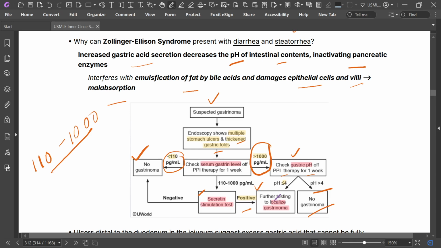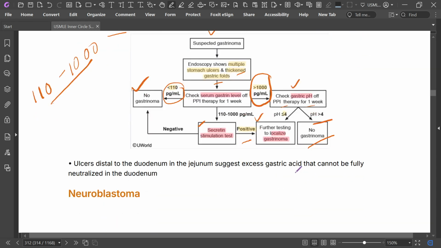So first suspicion, then do gastrin level after PPI off for a week. If it is more than 1000, then it is more probably gastrinoma. Then you should check the gastric pH. If gastric pH is more than 4, no gastrinoma. If gastric pH is less than or equal to 4, then you need to do further tests for localization.